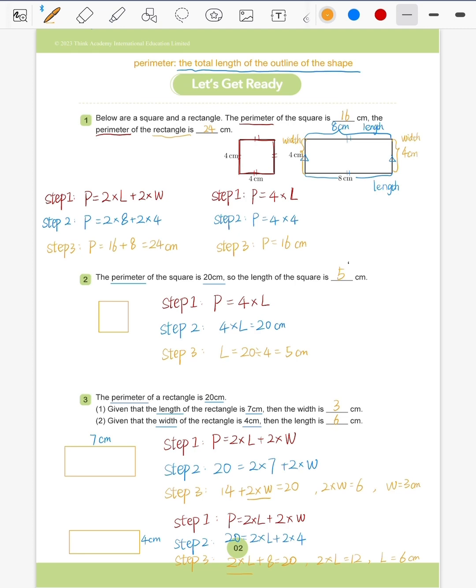So for this, let's get ready. Please remember the perimeter. The meaning of the perimeter is the total length of the outline of the shape. And also, we have learned the formula of the perimeter of the rectangle and the square. And when we solve this kind of question, there are 3 steps. We can write down the formula for the first step and then put the known information, the numbers, in the formula. That's step 2. And then step 3, calculation. Okay? So hope we can have a more interesting journey during the class.